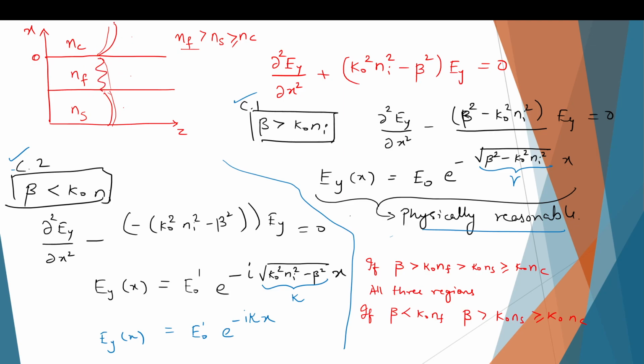So this is reasonable, because it's not exploding to infinity in the substrate or cladding, and it's an oscillating solution in the film. This is what we want: to confine the light in the film, and it should drop down to zero in the substrate and the cladding. So this is the desirable condition, when k naught nf is greater than beta, which is greater than k naught ns and k naught nc. This is the condition for wave propagation in the film.